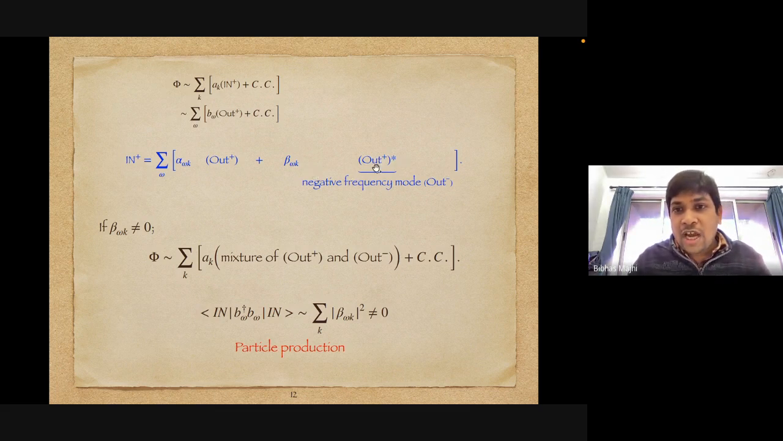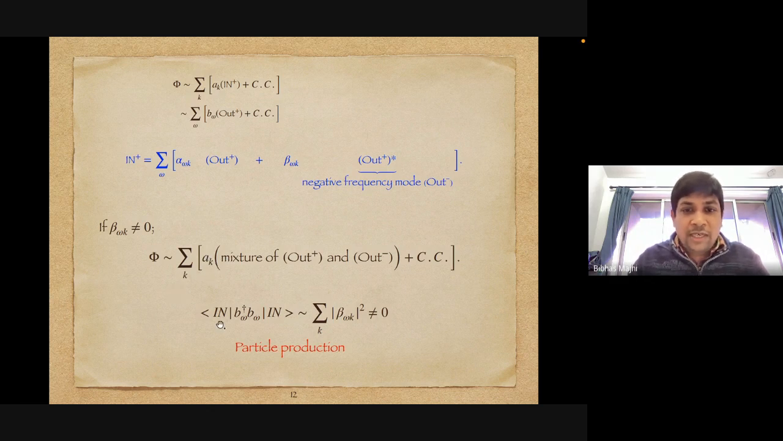And there is a star, so this out-positive star will actually give you the negative frequency mode in terms of time. So therefore, if you substitute this in-plus in this first line, then you can see that in terms of the outgoing mode, the A_k can have both positive frequency outgoing mode and negative frequency outgoing mode when you have beta not equal to zero. So you have a mixture of outgoing positive frequency and negative frequency modes sitting with this annihilation operator.